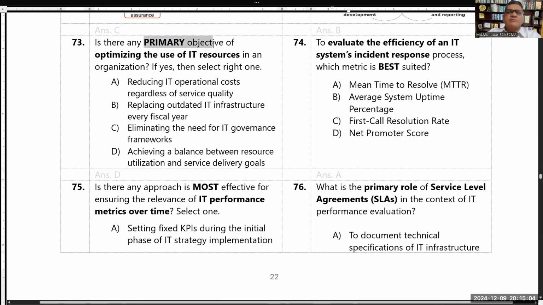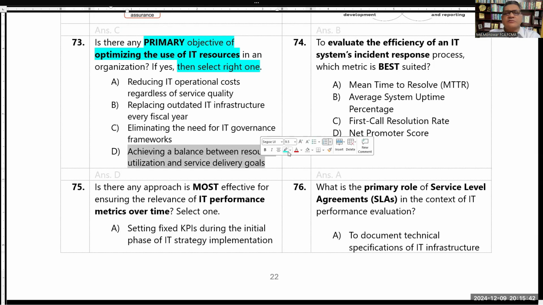The primary objective of optimizing the use of IT resources in an organization. Is this the primary objective of optimizing the use of IT resources in an organization? If yes, then select it. So here, definitely yes, achieving a balance between resource utilization and service delivery goals.